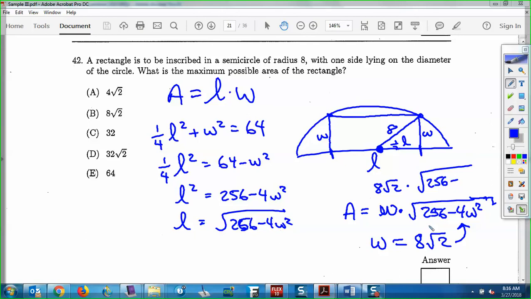So, again, using the calculator to help you with the messy parts. But the key is just getting it set up. Identify what it is you're trying to maximize. Get it in terms of one variable. Use some additional information you have here, which would be this triangle right here. Pythagorean theorem. Get it in terms of one variable.